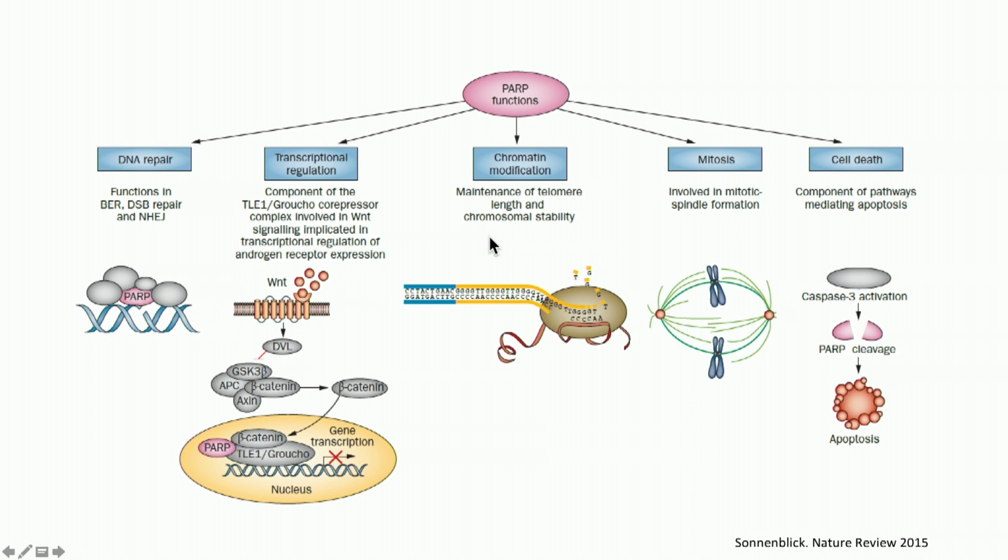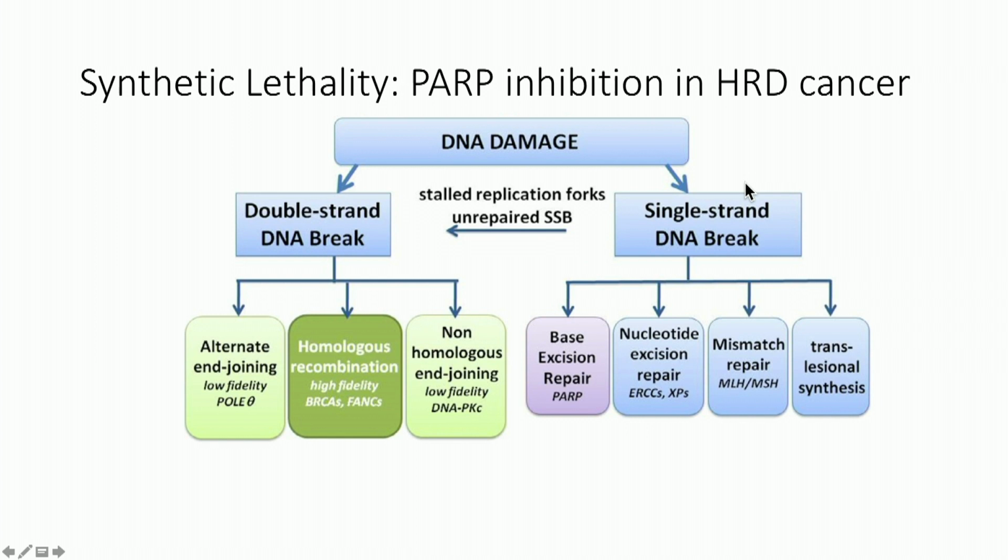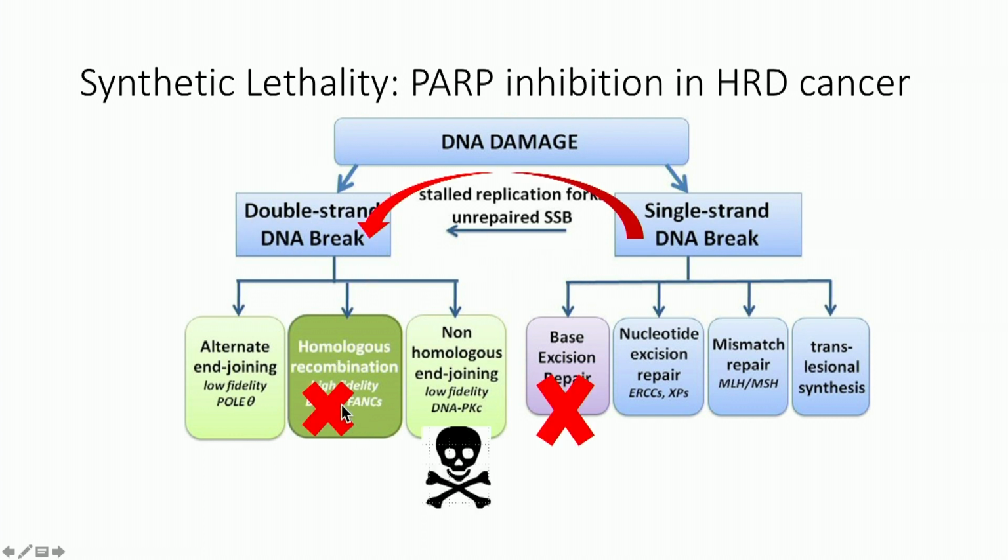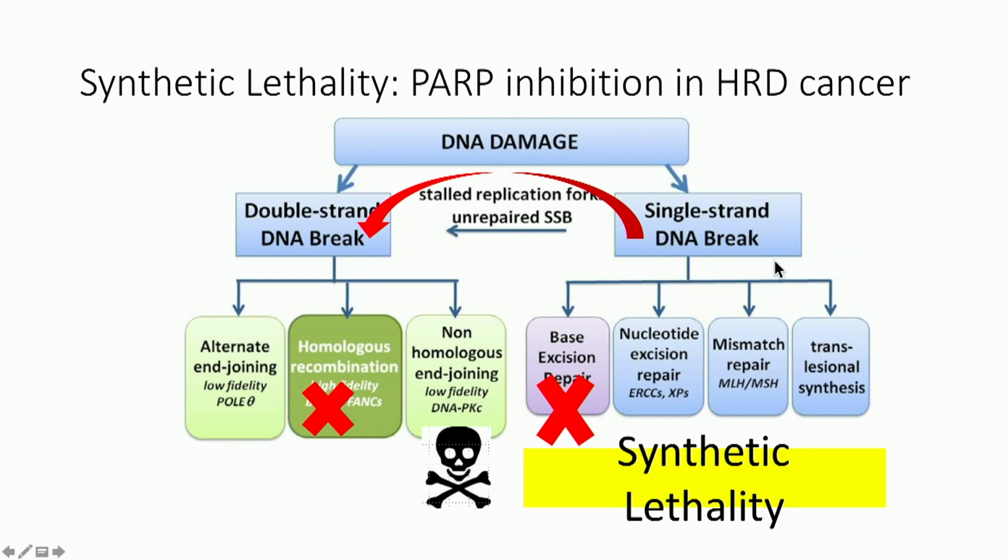Well, there is something called synthetic lethality, and PARP is an enzyme that has several different effects on the cancer cell. It's involved in DNA repair, transcriptional regulation, chromatin modification, mitosis, as well as in cell death. And there is a pathway to repair DNA once it becomes damaged. There's basically 2 systems. There's the double-stranded break, which is affected by homologous recombination, and there's a single-stranded break.